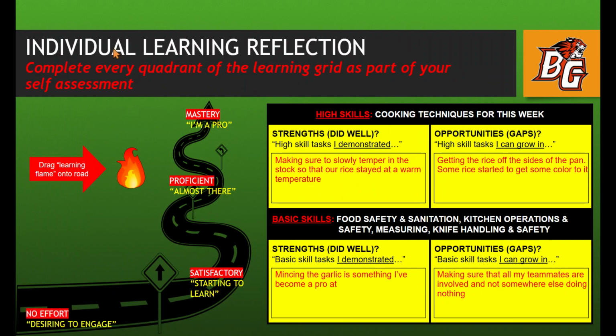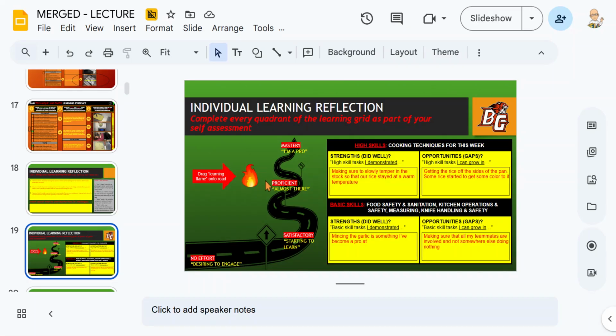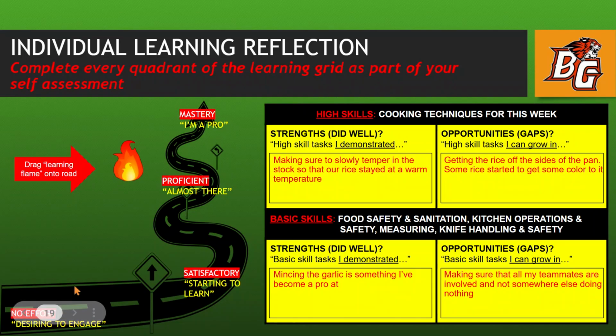Second to last slide here, okay? You have this individual learning flame, okay? And this flame can move around. You see how I'm moving it? So the idea is you're going to move the flame, okay? And you're going to tell me where you're at: no effort, satisfactory, proficient, or mastery, okay?